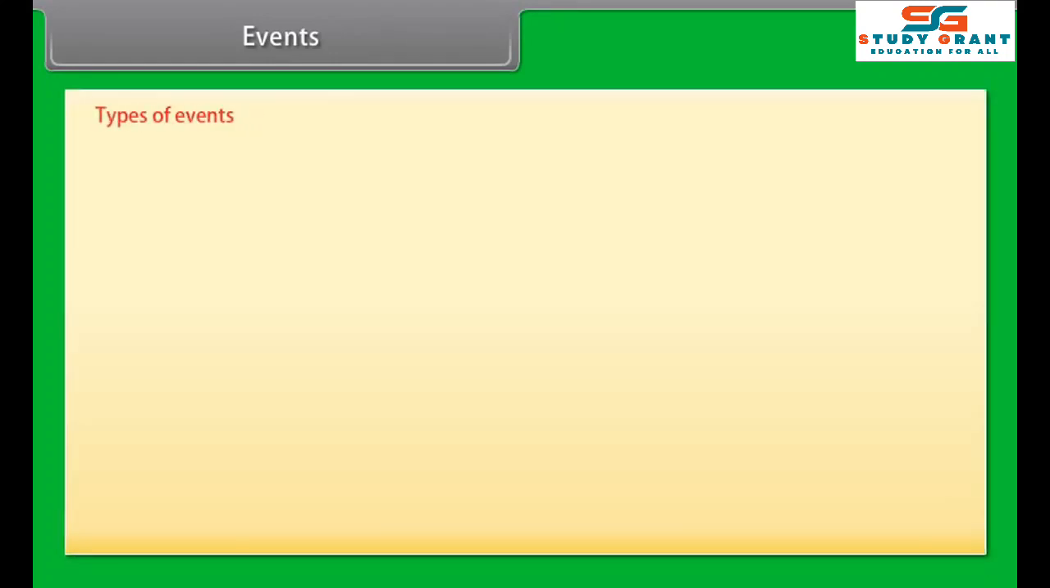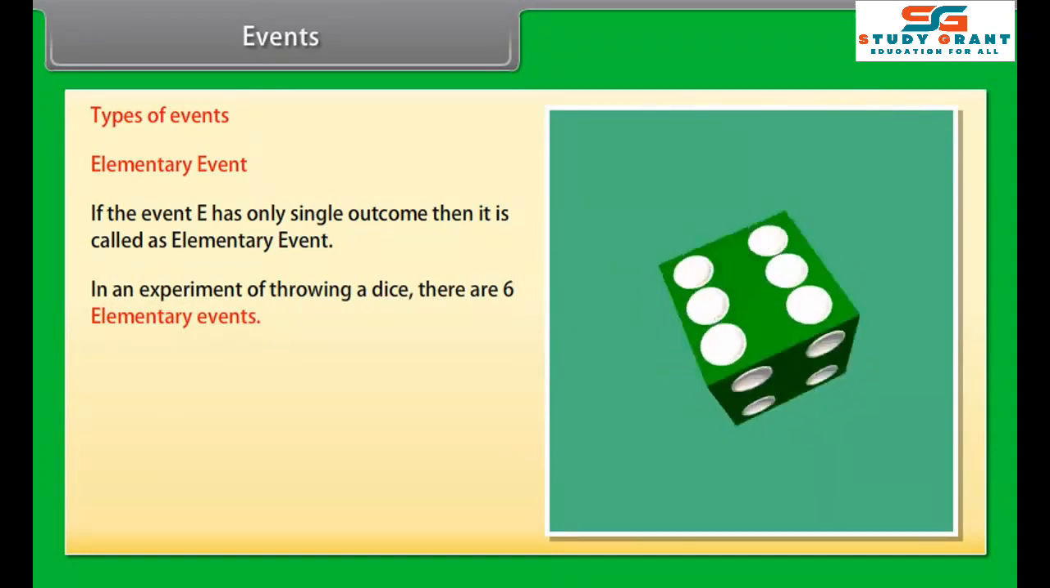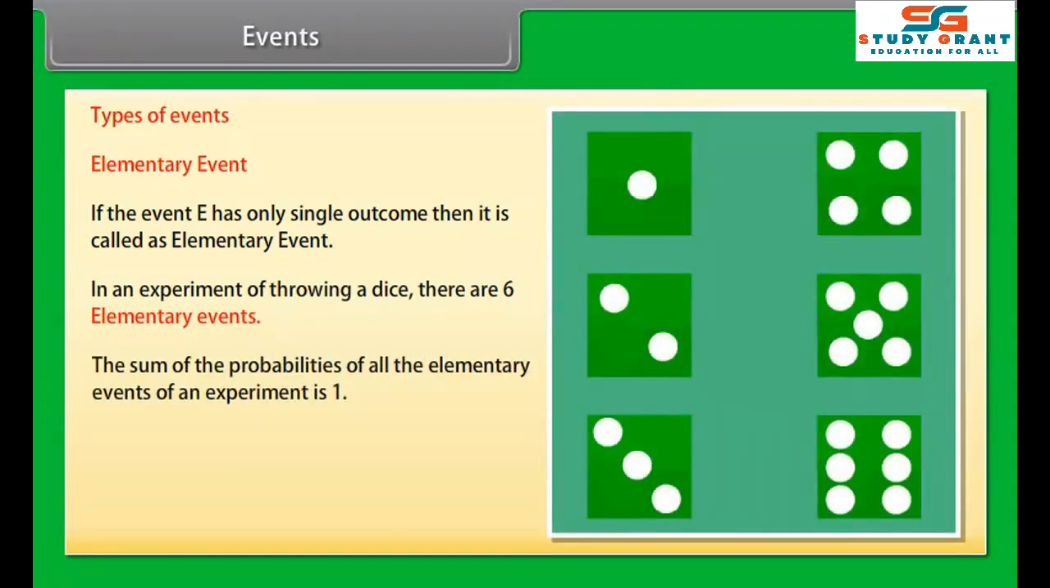Events. Types of events. Elementary event. If the event E has only a single outcome, then it is called an elementary event. In an experiment of throwing a dice, there are 6 elementary events. The sum of the probabilities of all the elementary events of an experiment is 1.